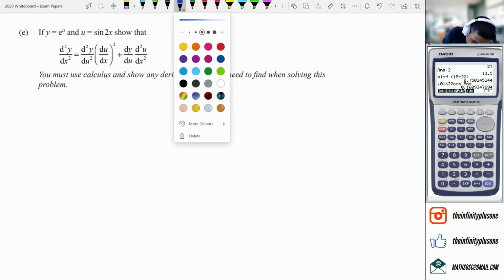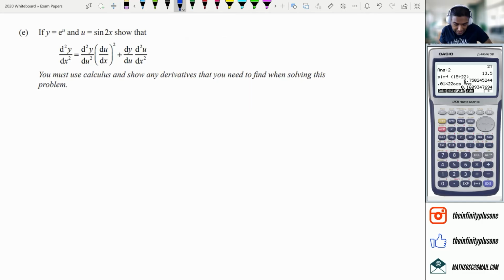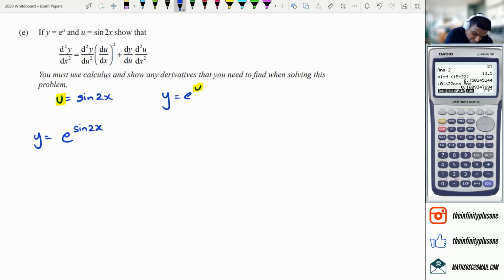To do the left-hand side first, I need y in terms of x. Now I know that u equals sine of 2x, and y is equal to e to the power of u. So my first thing is to substitute u into the y equation so that I can work out dy dx and d squared y dx squared, because I've got to differentiate that twice. So if I write y equals e to the power of sine 2x, now I've got to differentiate this.